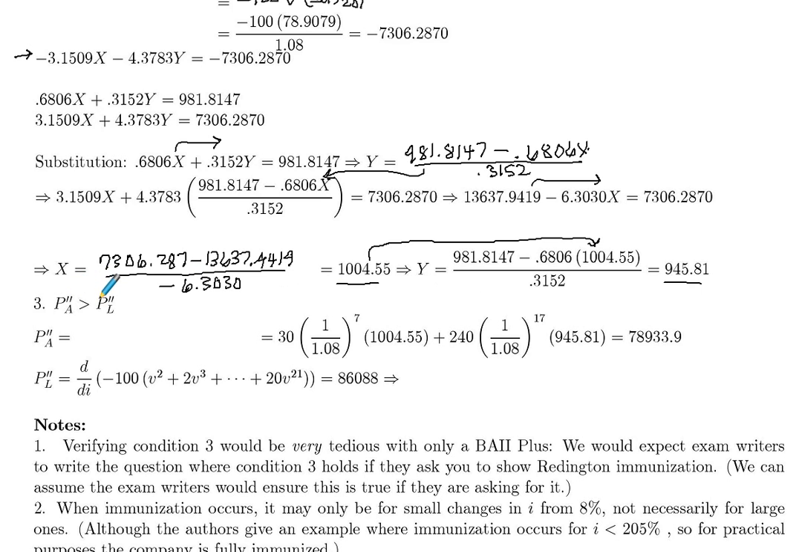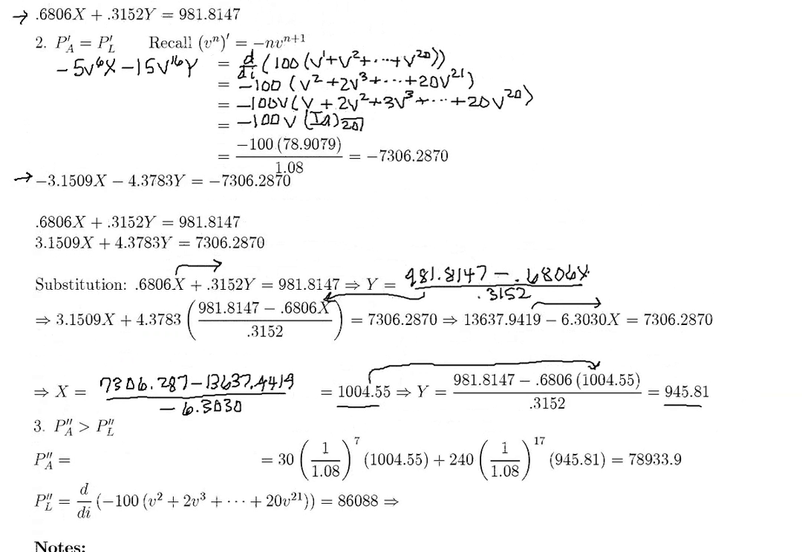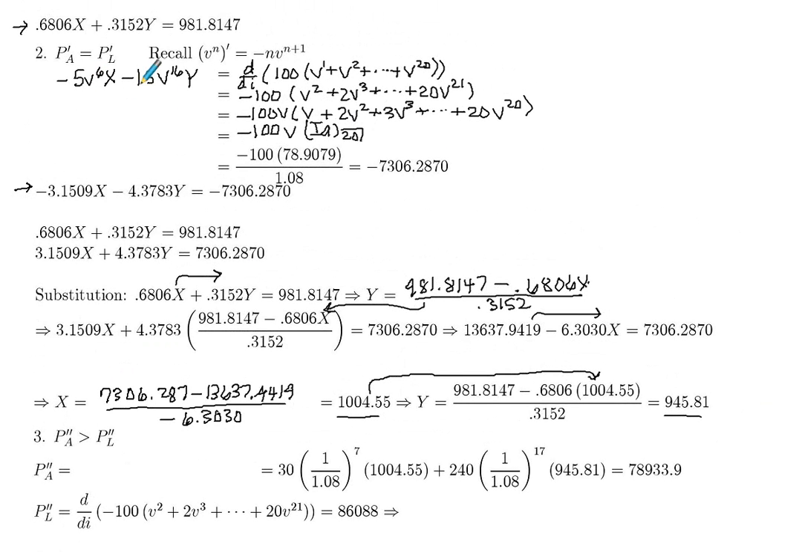So we have a solution. Do we have Redington immunization? Well, our second derivative on the asset cash flows, that's not too bad to do. And go back up and take a look here. Our first derivative is right here. So we've got to do one more derivative there.